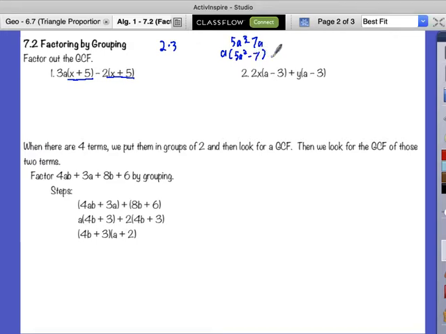Same idea here, except now our GCF is going to be x plus 5. That's all a common factor. So we're going to put x plus 5 in parentheses out in front of our other parentheses. Just like we put this a out in front, we're going to put this x plus 5 out in front, because our GCF here is x plus 5. Let me rewrite that 5.